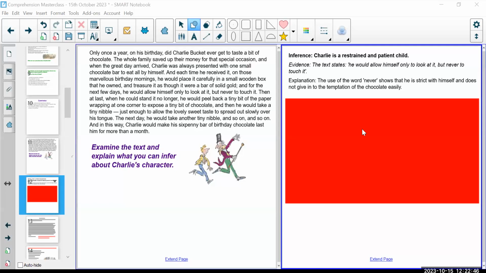Okay, let's see. "I think Charlie is very gracious, as it says that he treasures the chocolate bar like it is solid gold. This explains that he values the small portion of things that he has." Yeah, that's a great answer. It's in a clear PEE structure.